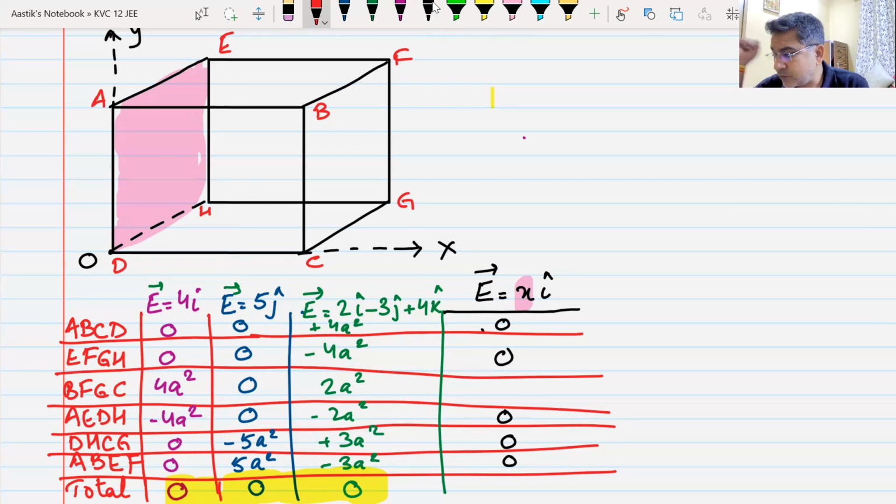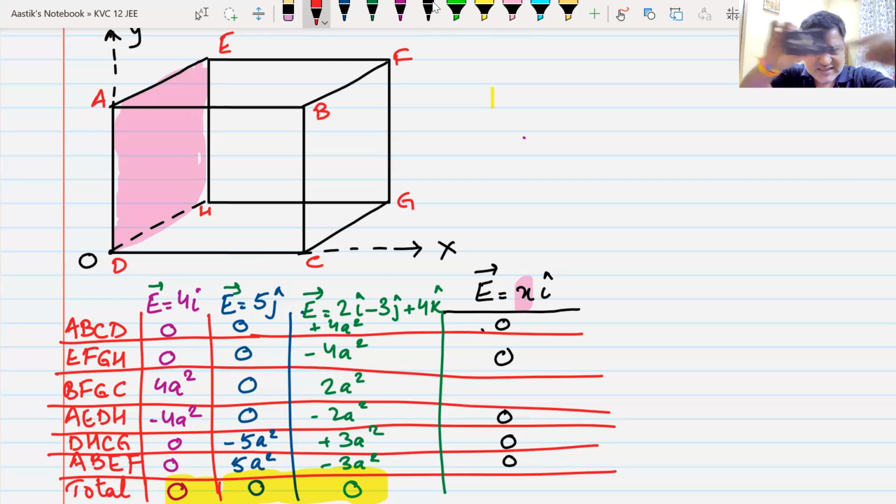X square, A square by 2, anything. Remember, imagine this cube. This is the cube that we are talking about.